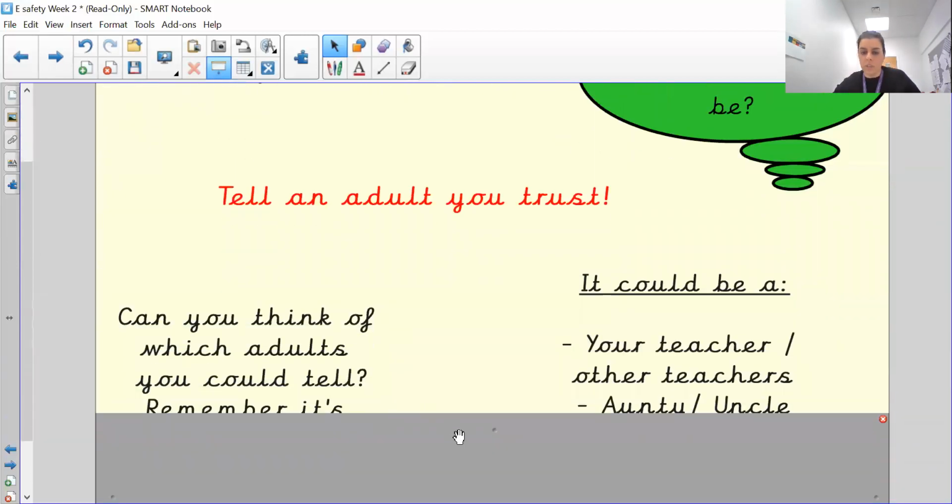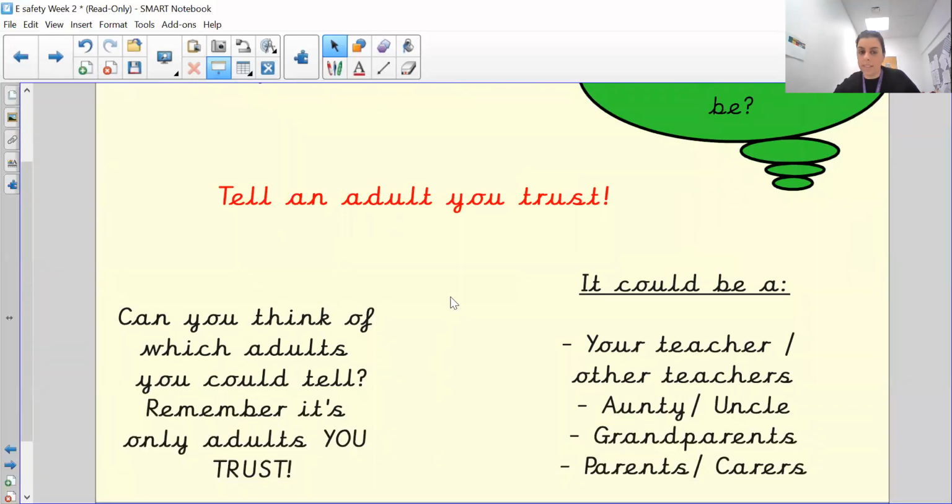So you could tell your teachers, you could tell the LSA in your classroom. So it could be Miss Cornell, it could be Miss Whelan, could be Mrs. Neimer. You could tell an auntie or an uncle, you could tell grandparents or a parent or a carer or an older brother or sister, anyone who you think you can trust and that wants to keep you safe. So we all want to keep you safe in school, and your mums and dads and older brothers and sisters, they all want to keep you safe. So make sure you let an adult know so that we can try and help if this was to happen.